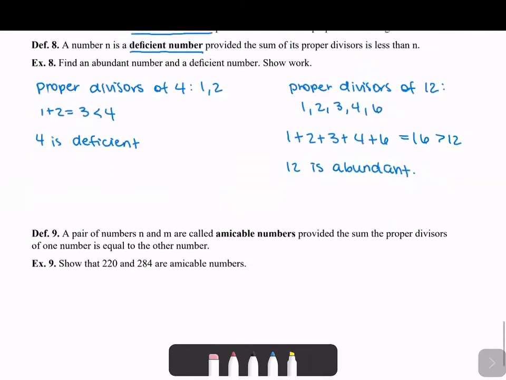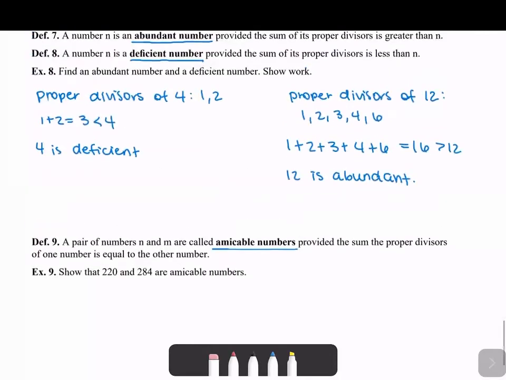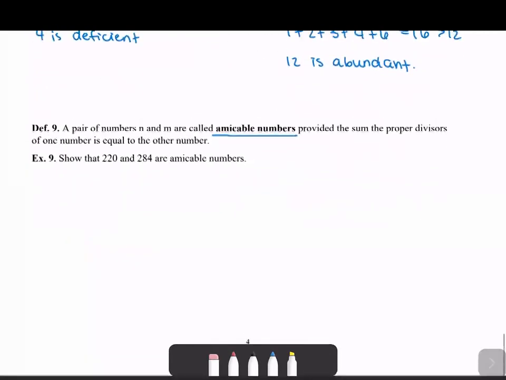Okay, so the last things I wanted to talk about are amicable numbers. So amicable numbers are a little bit different concept. Now 2 numbers are amicable if they have this property that they work well with each other. So this is a pair of numbers. These 2 numbers are amicable if the sum of the proper divisors of one is equal to the other. So let's just look at that.